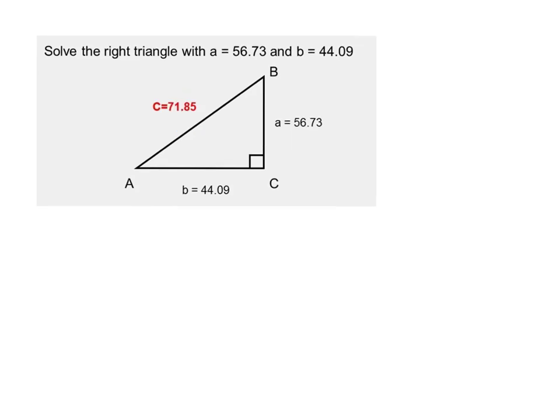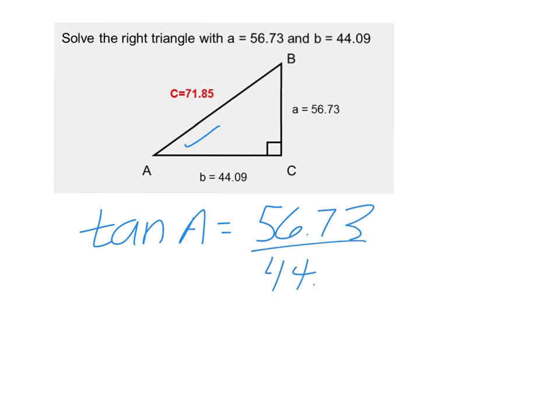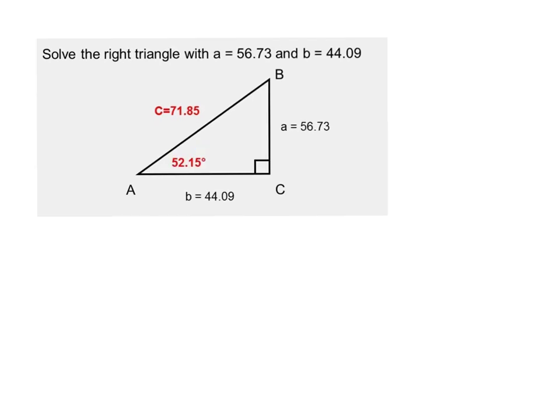Our next step is to find our first angle, which is angle A. It's our angle right here. We're going to use the data that we were given, so we're going to use the opposite over the adjacent, which means we're going to use our tangent. So tangent A is equal to 56.73 over 44.09. So A is going to be our inverse tangent of 56.73 over 44.09, which is 1.286686323. And that's going to give us a value of 52.15 degrees.